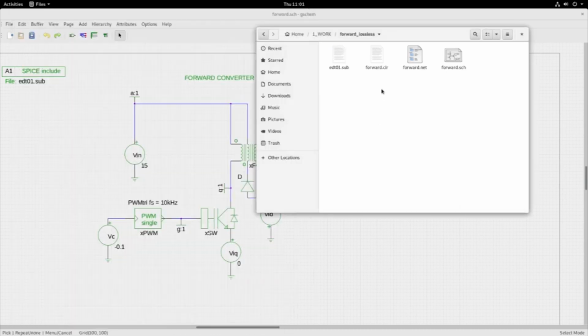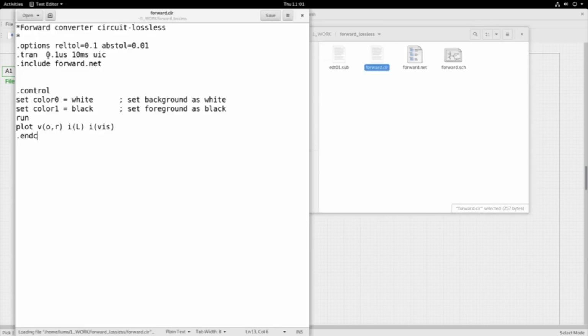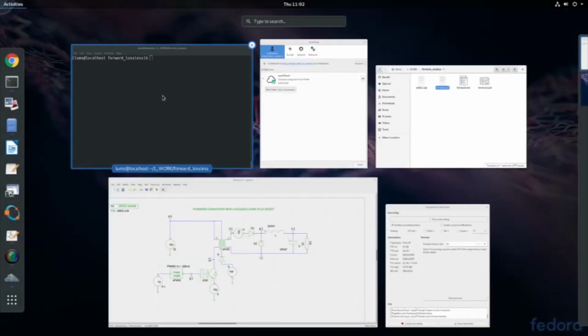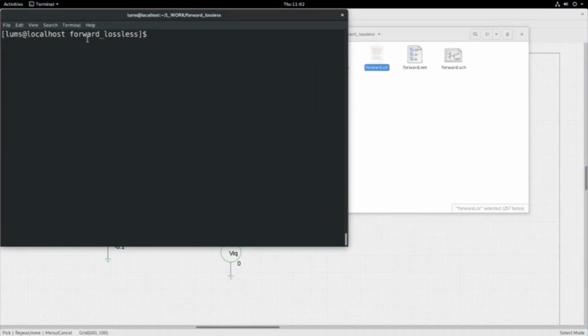So now you can see what is there in the .cir file. Same as in the earlier forward converter, 10 milliseconds is the simulation time, including the netlist, and as before, background is light and the foreground is dark, and I'm plotting the output voltage, the inductor current, and the secondary current of the forward converter transformer. Let us simulate and then check. We will open this command window, and we are already in the directory of the lossless forward converter.